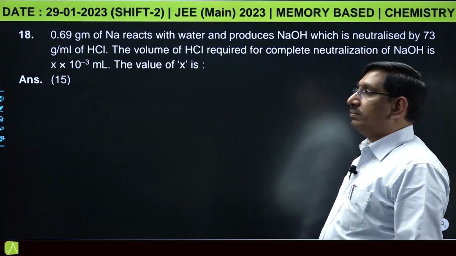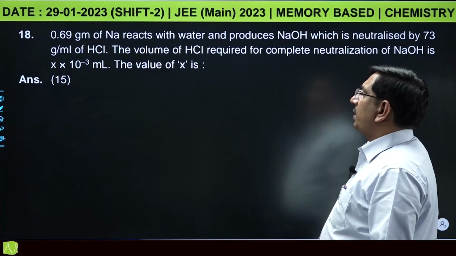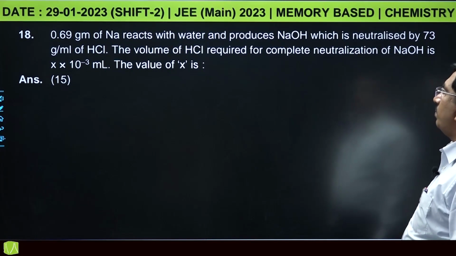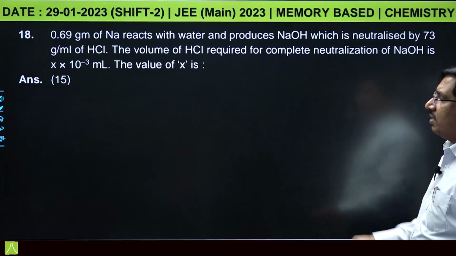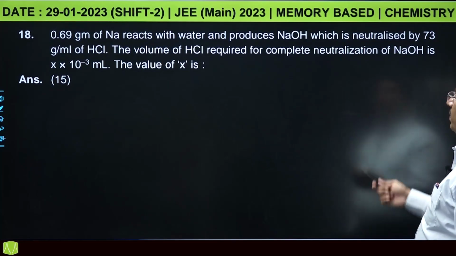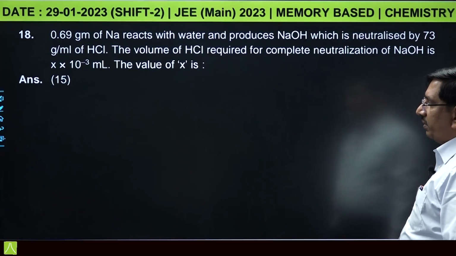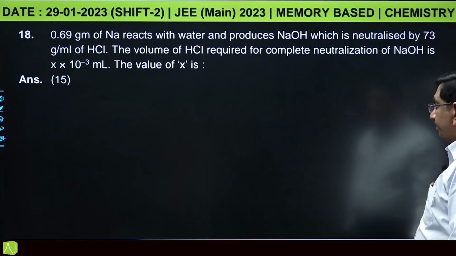Next question, this is from mole concept. 0.69 gram of sodium reacts with water and produces sodium hydroxide, which is neutralized by 73 gram per milliliter of HCl. The volume of HCl required for complete neutralization of NaOH is x into 10 power minus 3 milliliter. The value of x is.